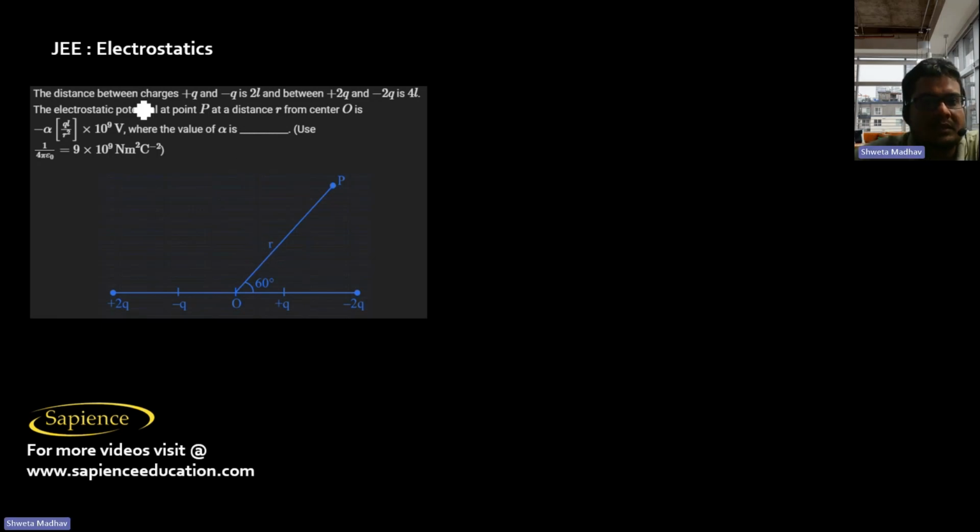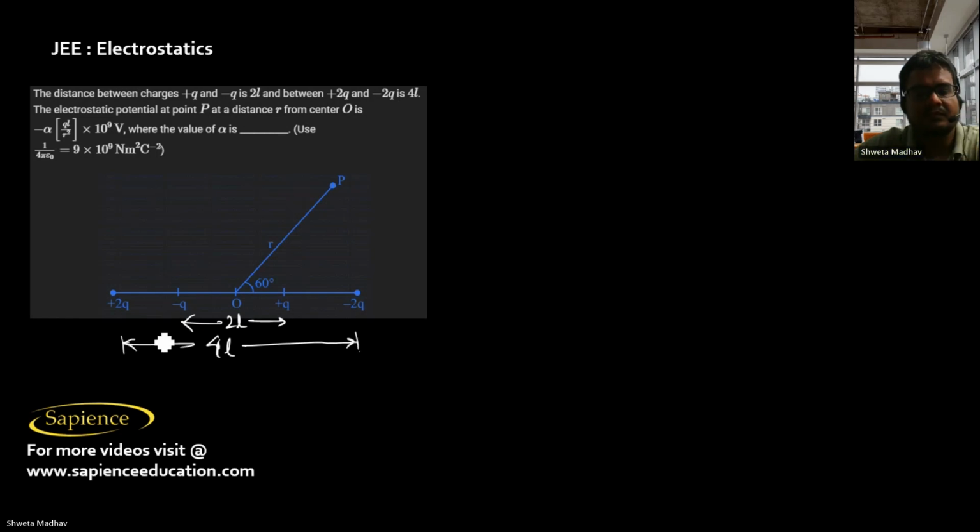And here it is told the distance between charges plus q and minus q is 2L, and between plus 2q and minus 2q is 4L. So this length is 4L. So now it means this length will be L and this length also will be L.